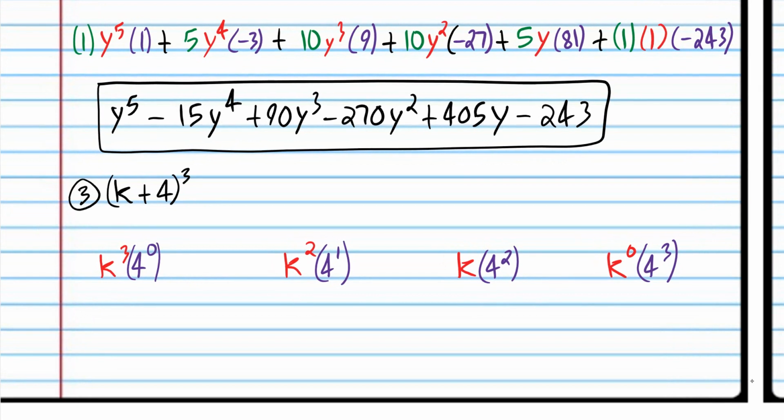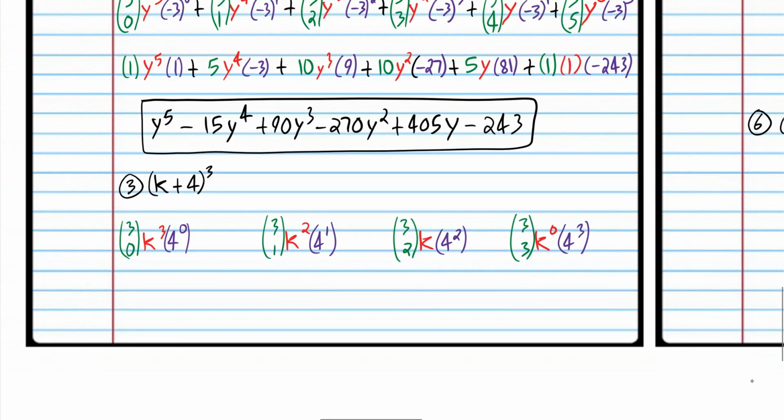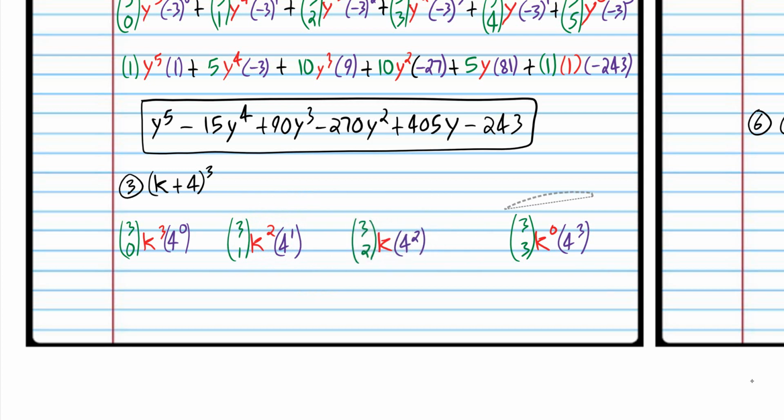So now we write our coefficients. 3 always goes on the top. We always start with 0 as r, and then we go to 1. 3 choose 1. 3 choose 2. 3 choose 3. So, like I said, we probably don't need this much spacing in between, but generally you want to leave a lot of space in between if you can.